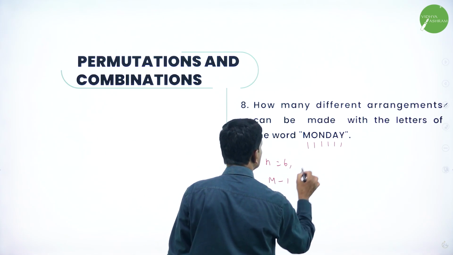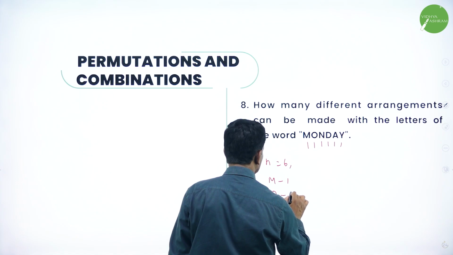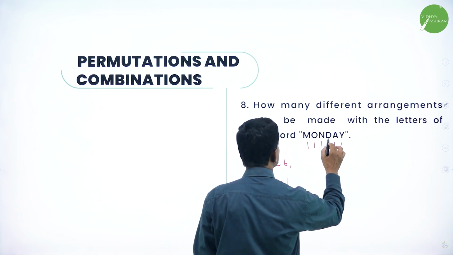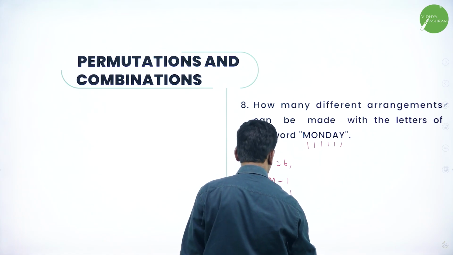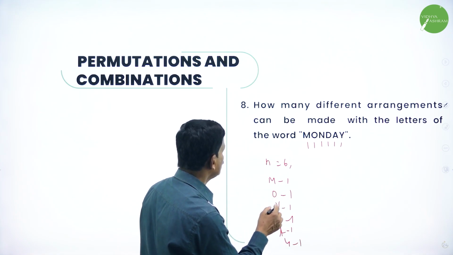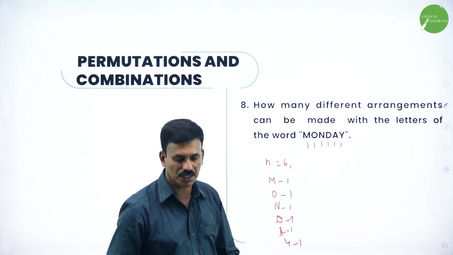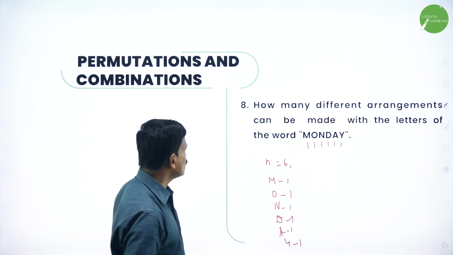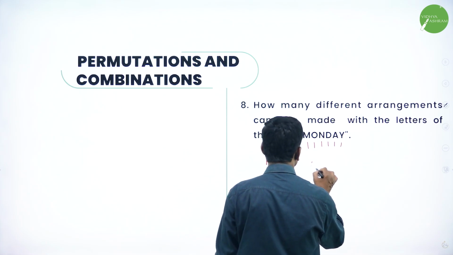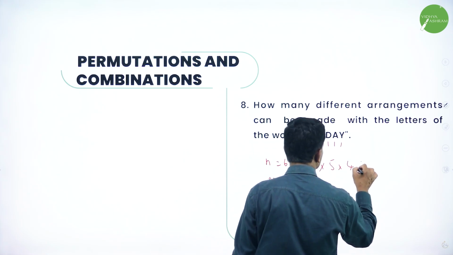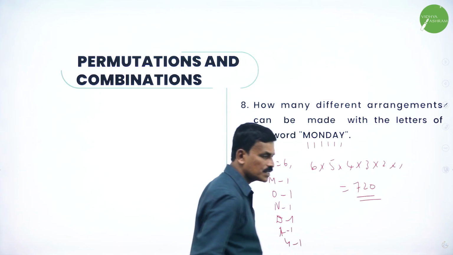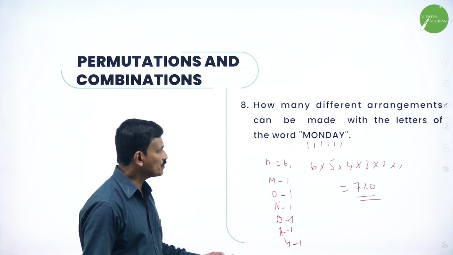M, 1 M; O, 1 O; N, 1 N; D, 1 D; A, 1 A. All letters occur 1 time. No letter is repeated here. So here it is very simple, 6 letters are there. How many different arrangements can be made with the letters of the word Monday? That is 6 into 5 into 4 into 3 into 2 into 1, which is nothing but 720 ways. So this is the total number of arrangements of the word.